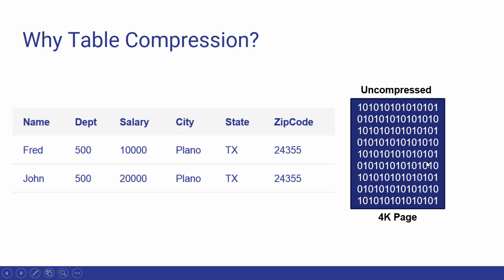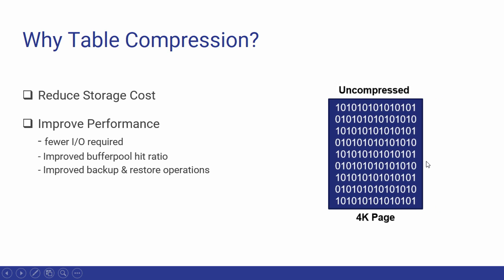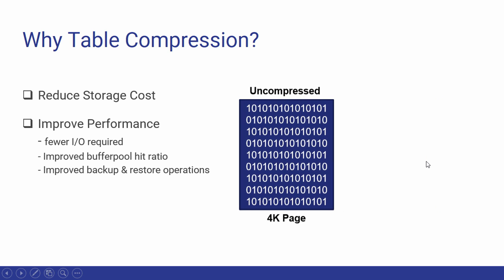Similarly, if you have a very huge table that has like 10,000 records, and to store all those 10,000 records, you need 5 pages, 5 4K pages. With compression, you might be able to store all those 10,000 records in 3 pages. So that's how we save on the storage, and it also helps us to improve the performance.